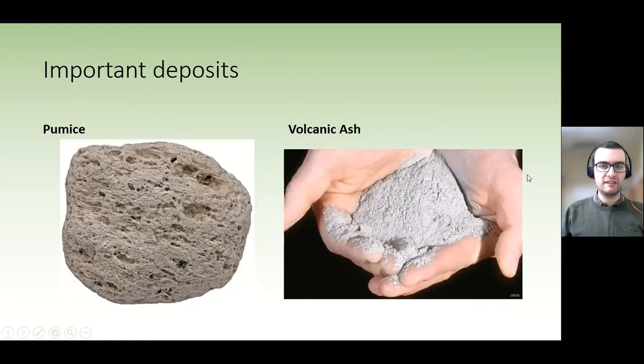So what is actually included in these deposits is important to understand. We have pumice, which is on the left here. This comes from cooling magma, where you have bubbles of gas inside, and this traps and forms air bubbles within. And then you also have volcanic ash, which is on the right here. This is not like ash in a fire, but very small fragments of rock, smaller than 1 millimeter, so these are very sharp and dangerous.